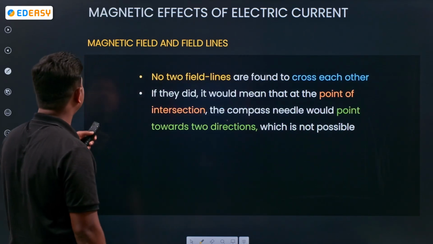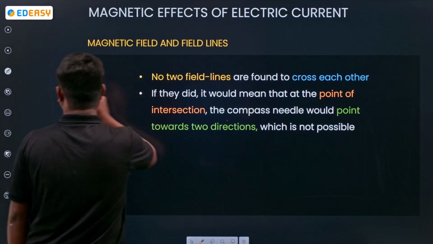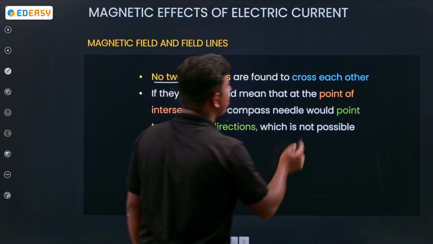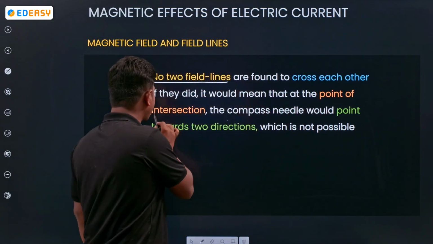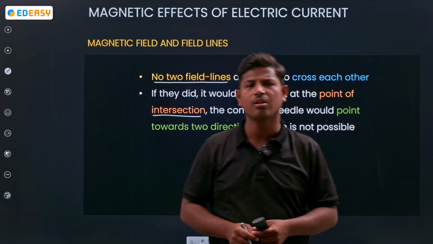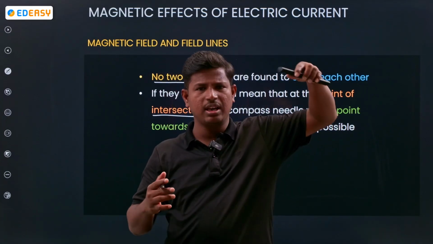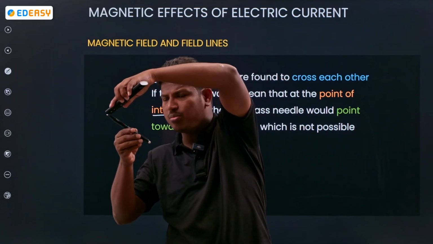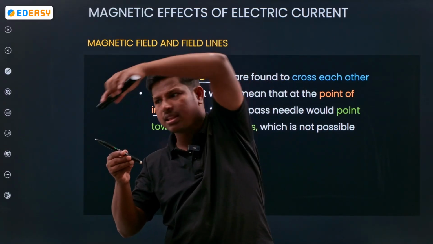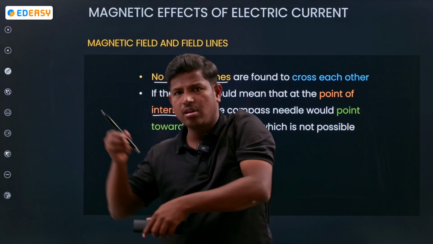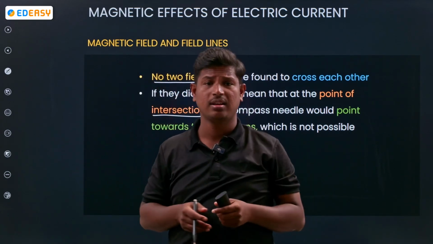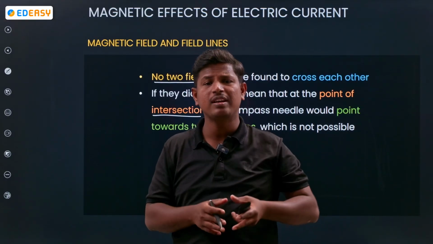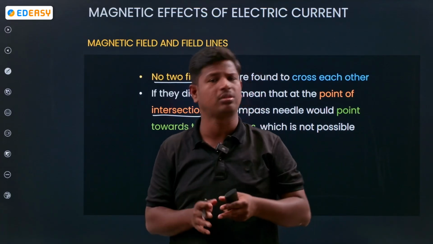Okay, next, remember the point: no two field lines attract each other or intersect each other. I'm taking one field line here, another field line coming here, and meeting at a point. If they meet at this point, one ray is coming like this and another ray is coming like this, so there are two directions at this point. How is it possible? The magnet always shows north to south outside, that we know, right?